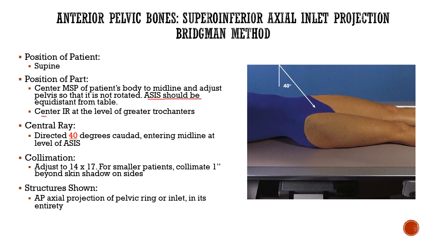We want to center the image receptor at the level of the greater trochanters, which of course is at the pubic symphysis. The central ray is going to be directed 40 degrees caudad, entering midline at the level of the ASIS. We're going to collimate to a 14 by 17, and as always, for smaller patients, we're going to collimate 1 inch beyond the skin shadows, and we're going to see an AP axial projection of the pelvic ring or inlet in its entirety.